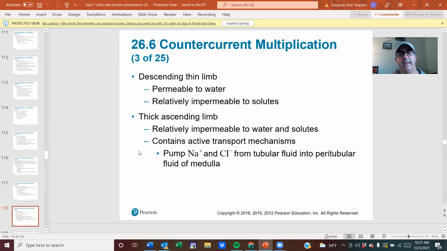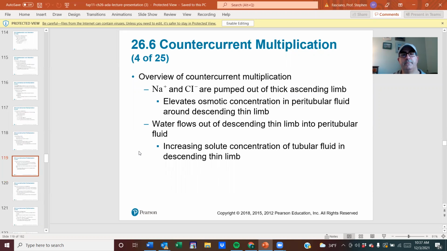Then you have a thick ascending limb. The thick ascending limb is relatively impermeable to water and solutes. So neither water nor solutes can actually get in or out of there very easily. However, it does contain active transport mechanisms, like the sodium pumps and the chloride pumps. So the overall big picture is that sodium and chloride are pumped out of the thick ascending limb.